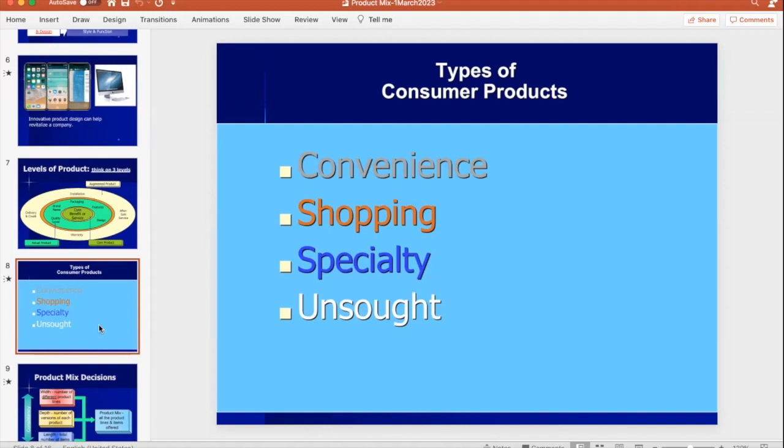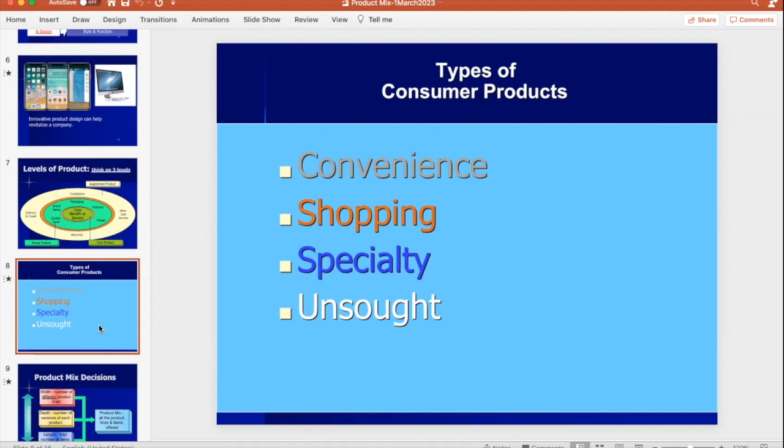The shopping product requires more analysis. Maybe you see that there are different competitors' products. Maybe you don't buy it as often. So convenience will be a soap, a newspaper, a milk, but maybe shopping will be something that's more expensive, such as a TV or a washing machine.